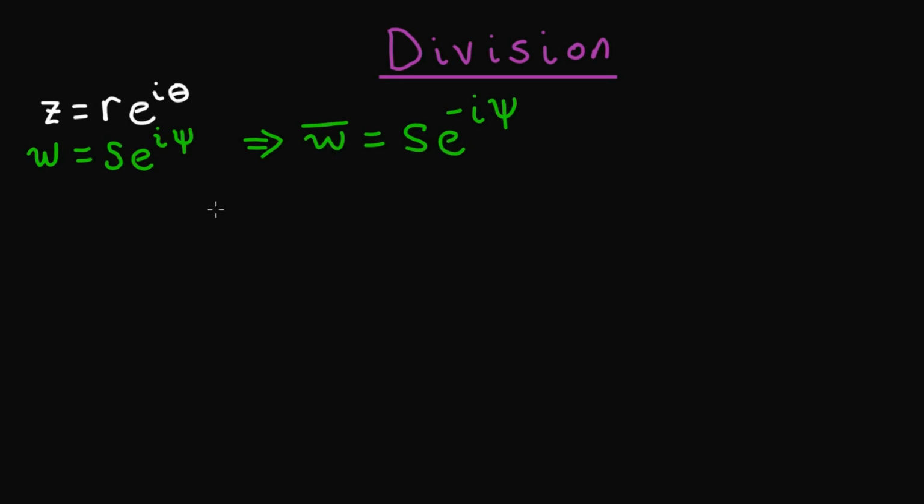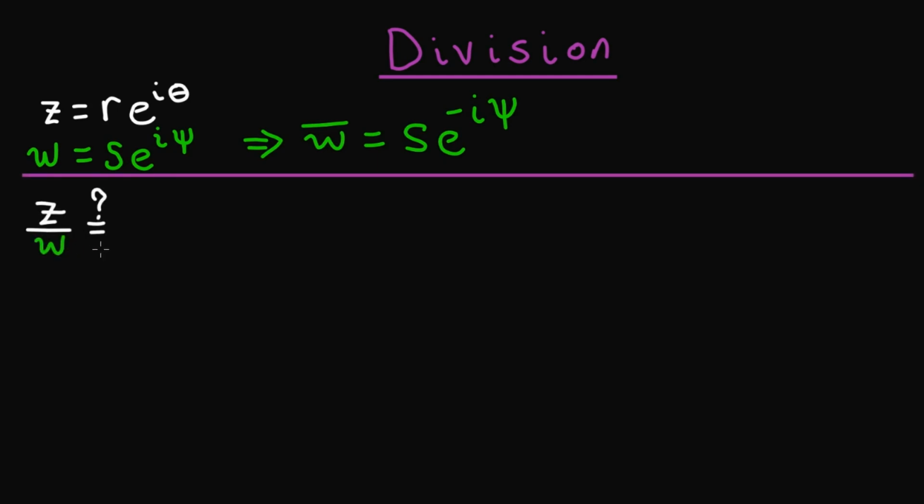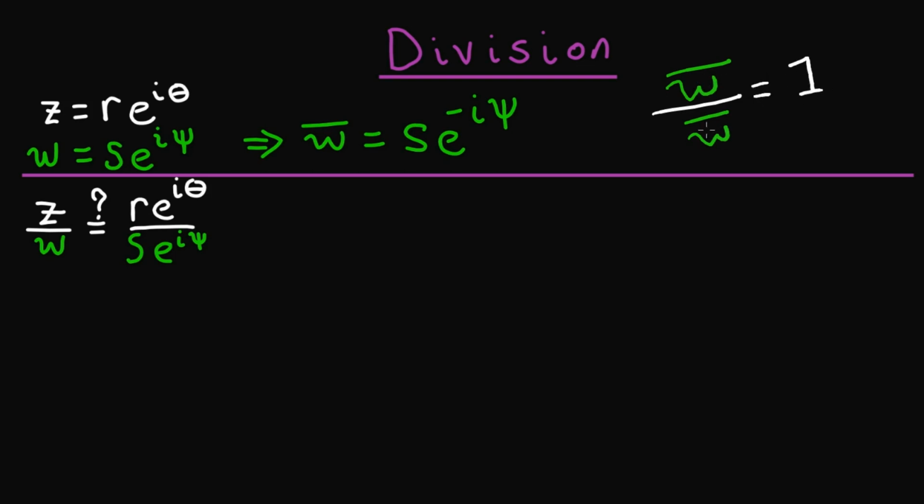Now how do we compute z divided by omega? Well, let's write out the numbers. So we have re to the i theta divided by se to the i psi. And now here comes the trick. Note that omega bar divided by omega bar is still equal to 1. Now we just have a number, we're dividing it by itself, so we end up with 1.